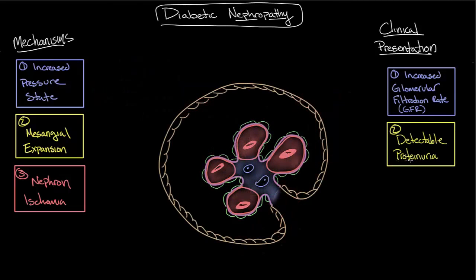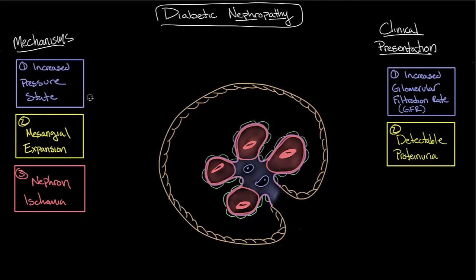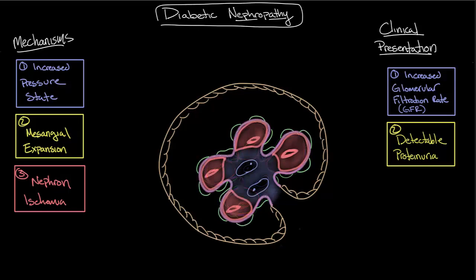And proteinuria is protein in the urine. So this increased pressure state causes trauma on the mesangium in the middle of the glomerulus here, and it results in mesangial expansion, which is the second mechanism of diabetic nephropathy. Now, as the mesangium expands, this also increases the size of these fenestrations, or spaces between the podocyte foot processes. So let's go back and look real closely at these fenestrations and watch how they increase in size.